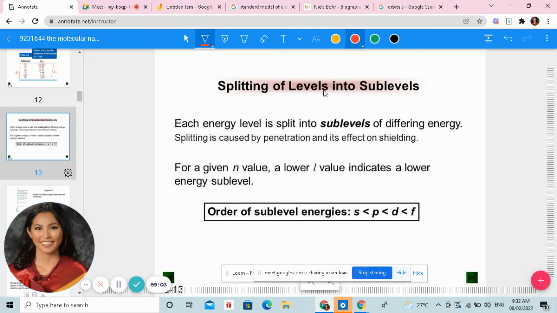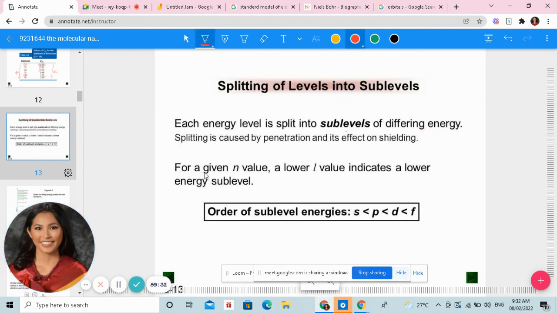Okay, splitting of levels into sublevels. An energy level is split into sublevels of differing energy. Splitting is caused by penetration and its effect on shielding. So what affects your orbitals? We have nuclear charge, shielding, and also the third, which is penetration. They are the factors that affect orbitals.